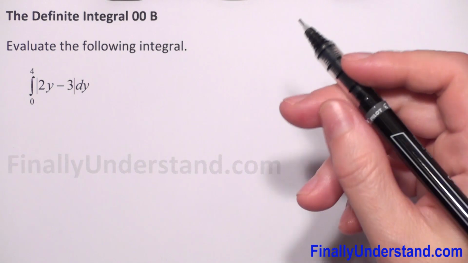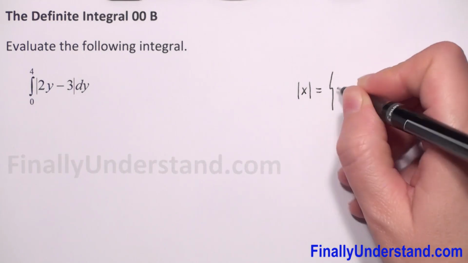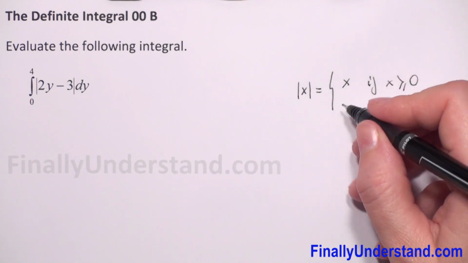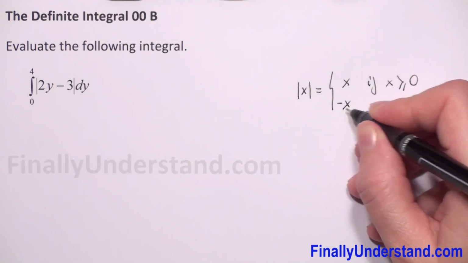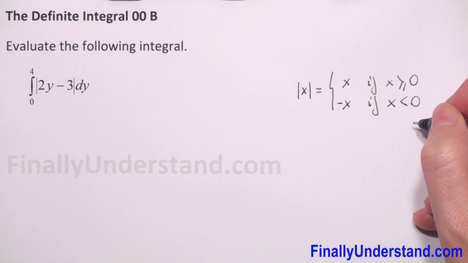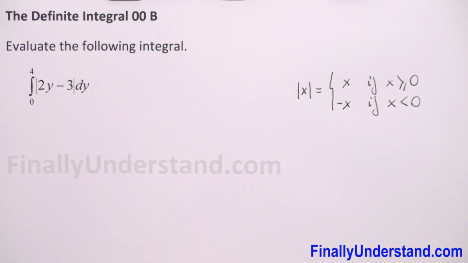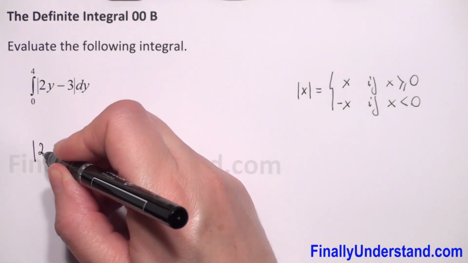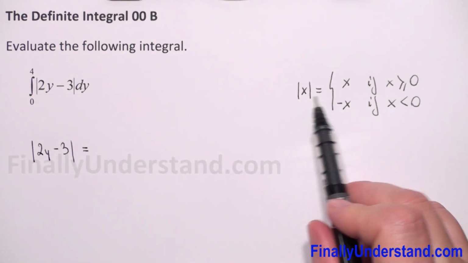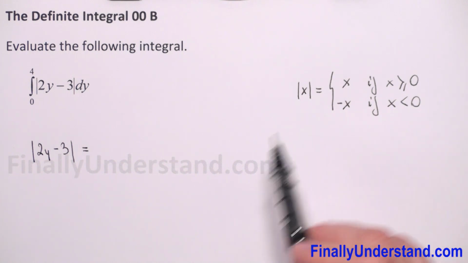Let me remind you, when we have the absolute value of x, this is equal to x if x is greater than or equal to 0, and we have negative x if x is less than 0. So now we have to first rewrite our absolute value. We have the absolute value of 2y minus 3. First, we have to just copy whatever is between the absolute value bars.